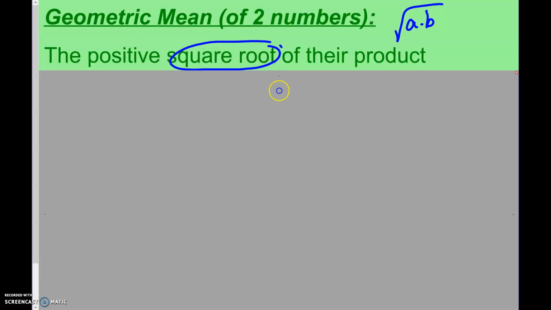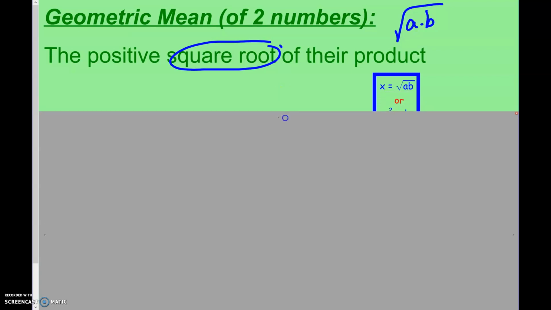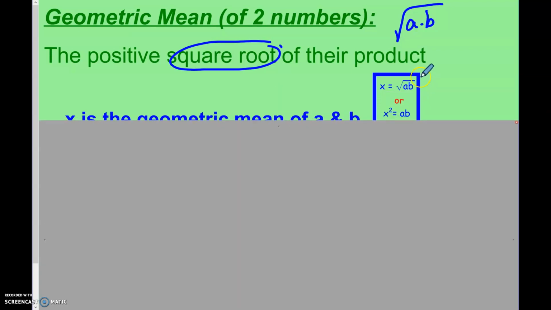Okay, so there are 3 different ways that we write that. One is what I just did, the square root of A times B. That's probably going to be the most common one. Now, what happens if we square both sides of this? If we square both sides, you end up with x squared equals AB, because the square and the square root cancel. So that's how we get the second one, x squared equals AB.